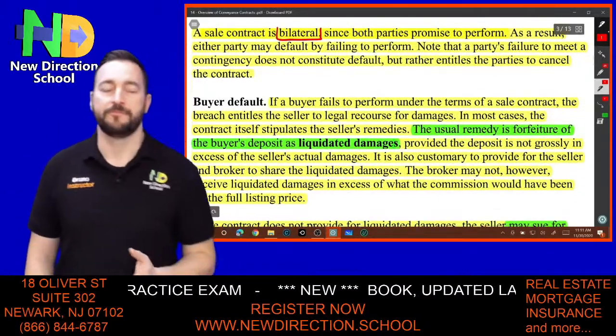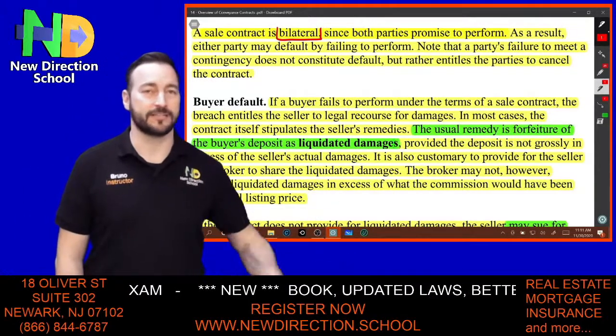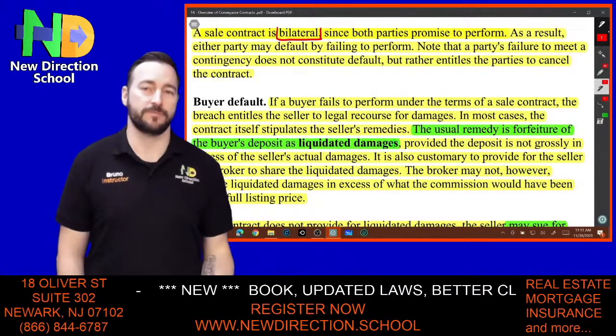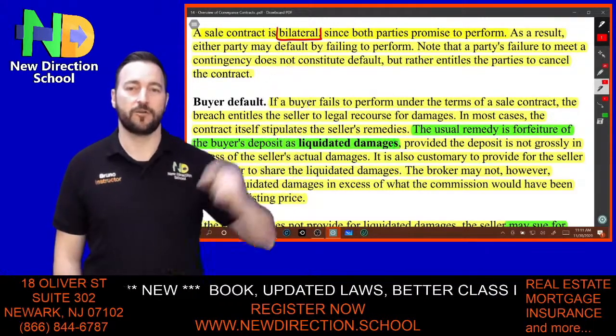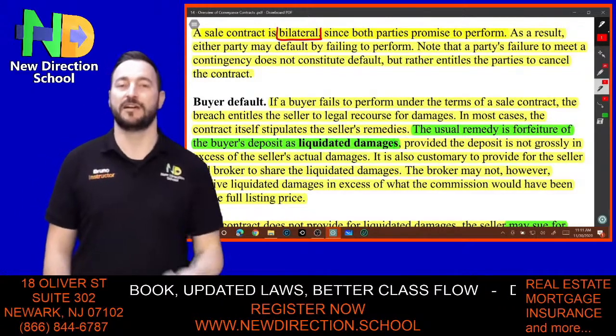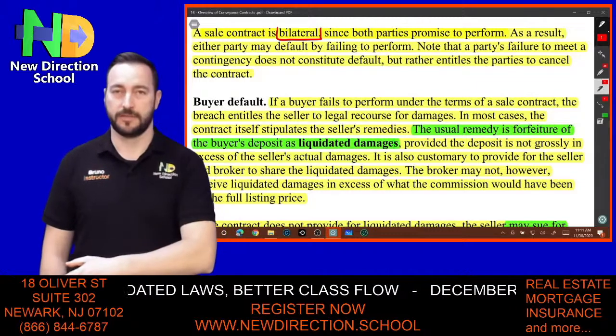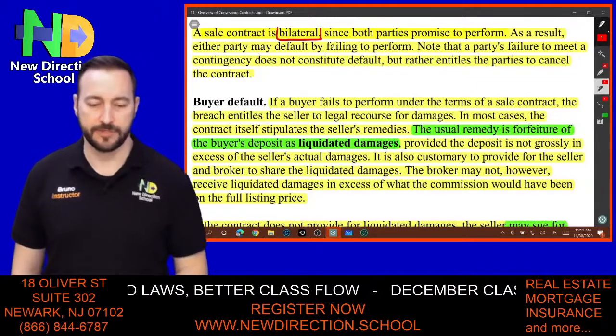So, again, bilateral doesn't mean both parties agree, because any contract has to have agreement. Okay? Bilateral means both parties must perform, must do something. So the seller must sell, the buyer must buy. There's no if here for one party or the other. Okay? That's what it is.